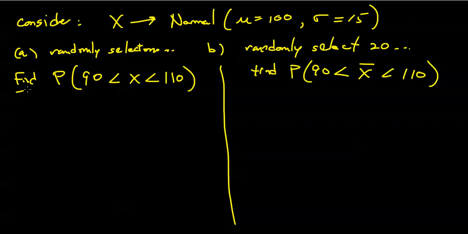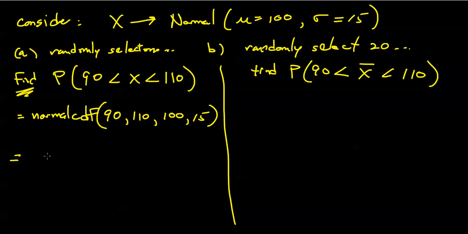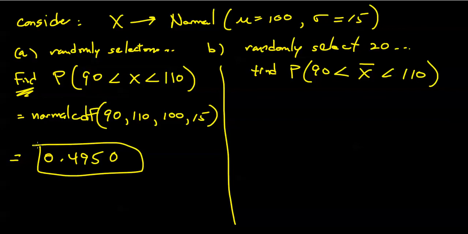In part A, we're going to use our normal CDF command as in section 6.2. The lower bound is 90. The upper bound for X is 110, not infinity. The mean and standard deviation are given. If I punch that out, I get a probability of 0.4950. There's nothing new there. That's as in section 6.2. Now here in 6.3, I should say. Let me write that down. As in section 6.3.